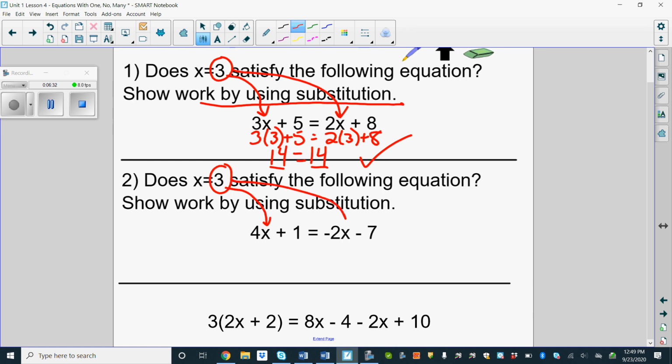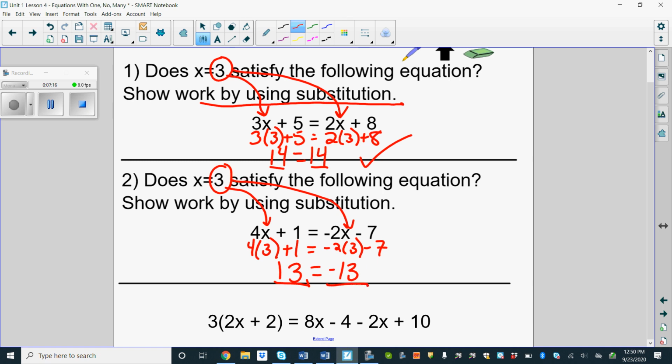So wherever there is an x, you're replacing with 3. So 4 times 3 plus 1 equals negative 2 times 3 minus 7. So 4 times 3 plus 1, you could type straight into your calculator. It's 13. And then negative 2 times 3 minus 7, type it straight into your calculator again. We get a negative 13. So like we've spoken about opposites, 13 and negative 13. They're not the same. They are not equal to each other.